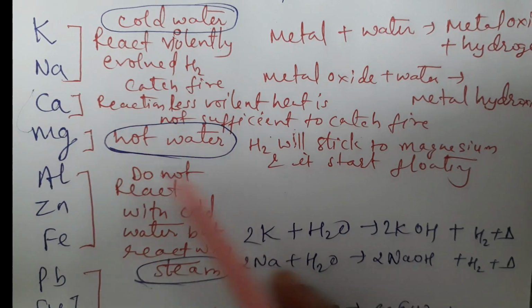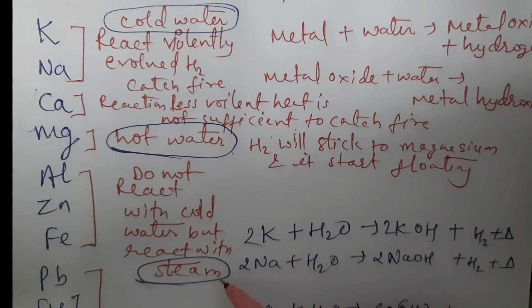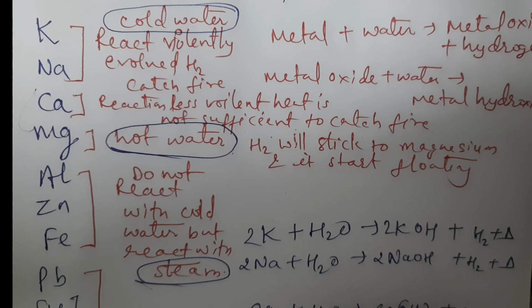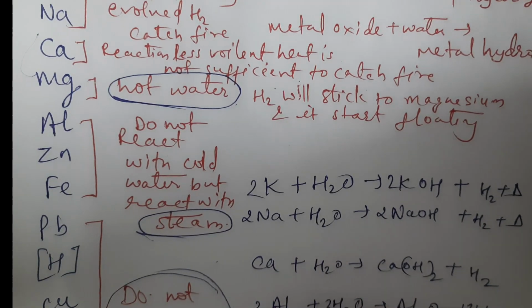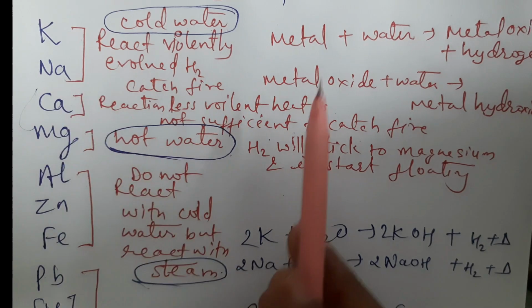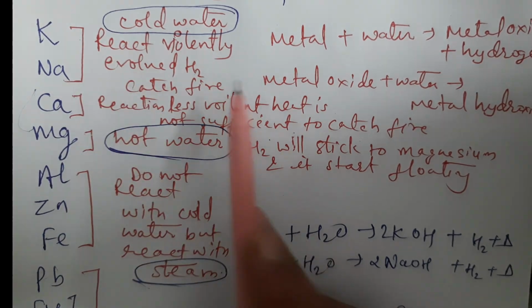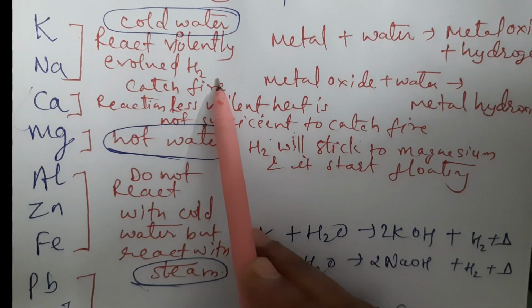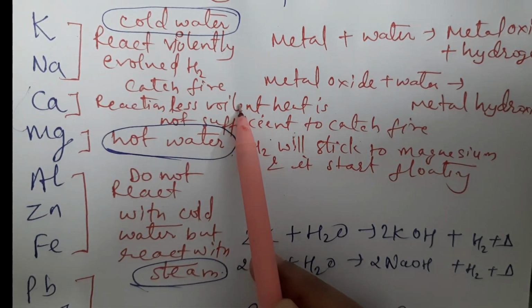Then the middle of the activity series reacts with hot water. The bottom of the activity series reacts with steam, whereas the completely bottom ones do not react at all. So let's start with potassium and sodium. They react with cold water. The reaction is so violent that the hydrogen evolved catches fire as it is a highly exothermic reaction.